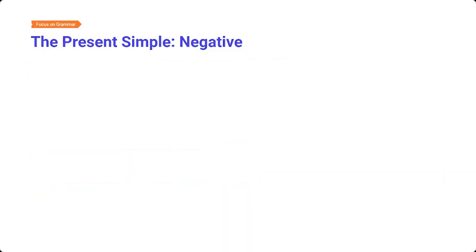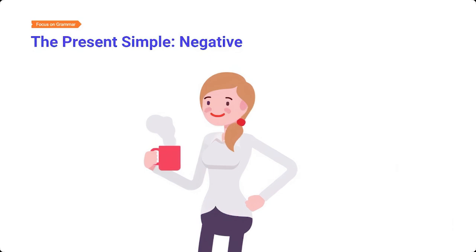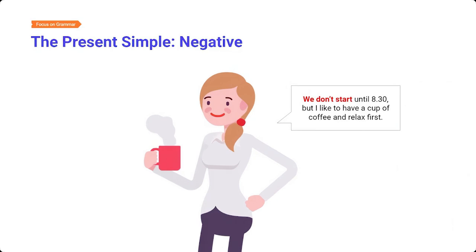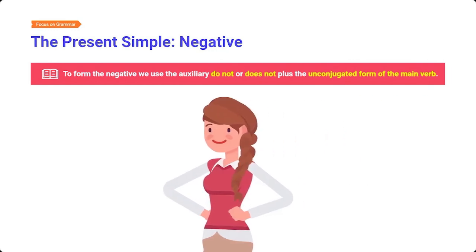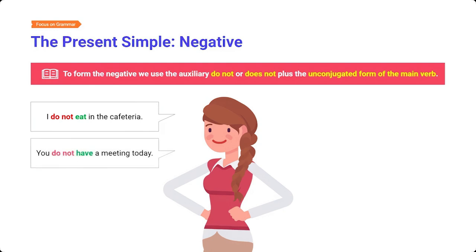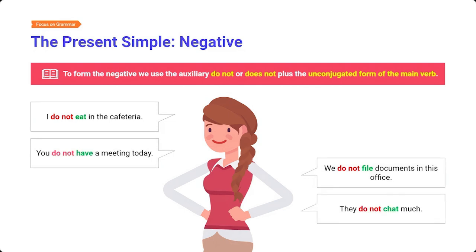Can you see it? That's right. Lucy says, We don't start until 8:30, but I like to have a cup of coffee and relax first. To form the negative, we use the auxiliary do not or does not, plus the unconjugated form of the main verb. I do not eat in the cafeteria. You do not have a meeting today. We do not file documents in this office. They do not chat much.